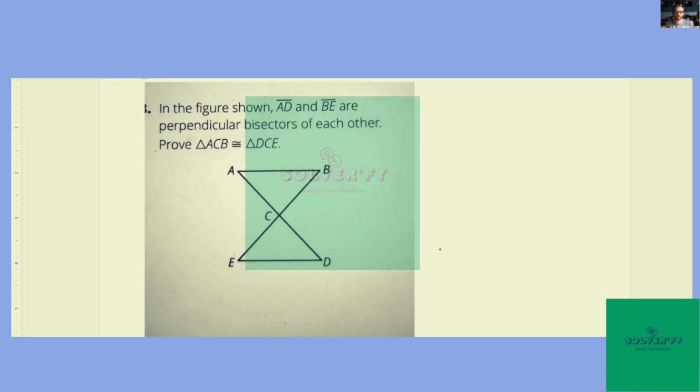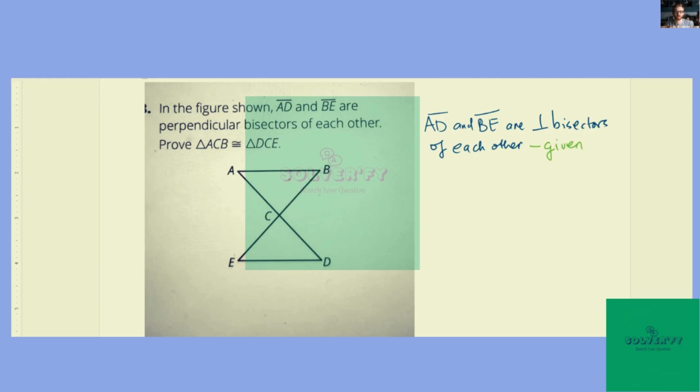So my first statement is that AD and BE are perpendicular bisectors of each other. Now, how do we know this? We know this because it has been given.